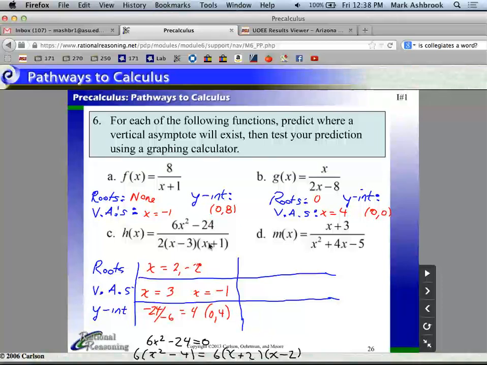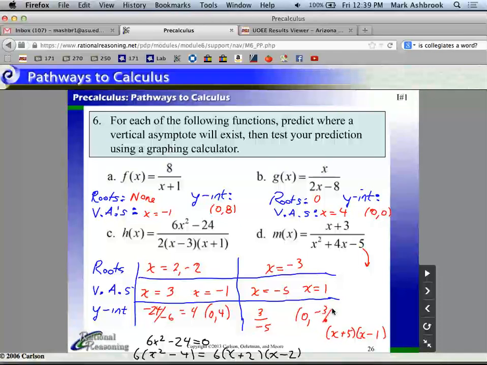Okay, just for time's sake, I'll write this down quickly. What are the roots of D? Negative 3. Vertical asymptotes, you're going to have to factor that. That's from previous knowledge, a previous course. x plus 5, x minus 1. Should be easy. So therefore, the vertical asymptotes are negative 5 and 1. Y-intercept: 3 over negative 5, or 0, negative 3/5. Questions on D?